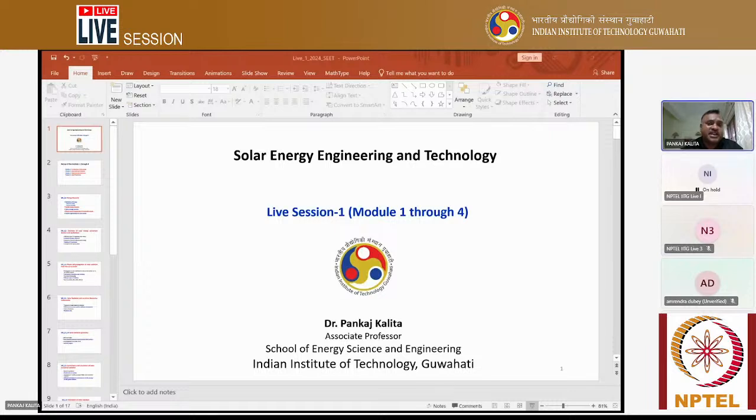what is the magnitude of the inclined surface? Those things we need to consider. Then what happens in case of horizontal and tilted surfaces? Then why do you need to learn local apparent time? This local apparent time is required to calculate omega, that is the hour angle. So these were elaborated with numerical examples, and we also discussed the sun path diagram.